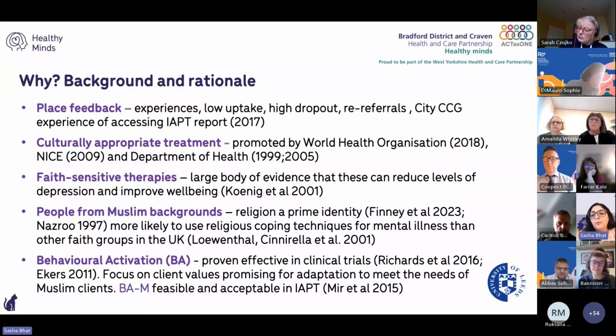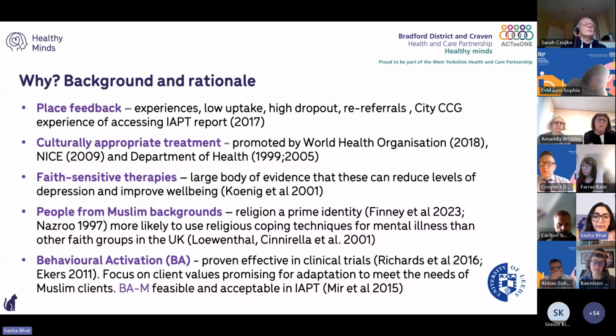So why did we want to do this? A range of reasons, but primarily it was our place-based feedback. People's experiences, a report that City Clinical Commissioning Group at the time undertook in 2017 really demonstrated the low access of people from the city area accessing talking therapies. So a really low uptake, a really high dropout, but re-referrals, as that's what people were looking for in terms of their support for their mental well-being. Those were aspects that we really understood and knew was a baseline.